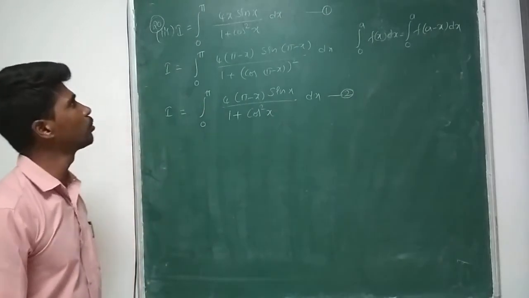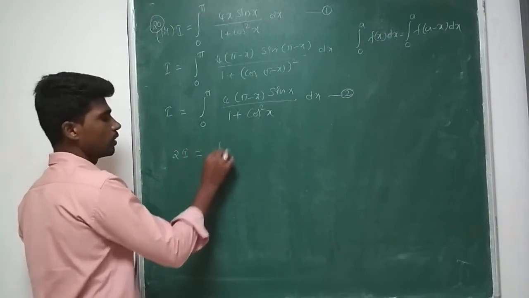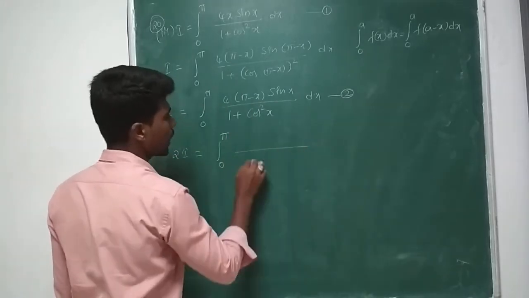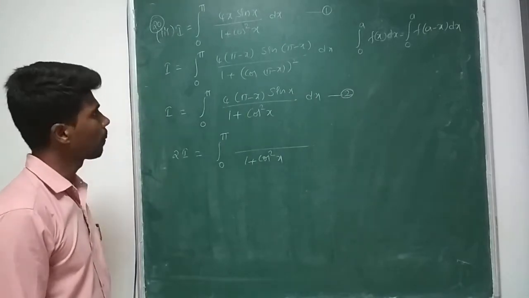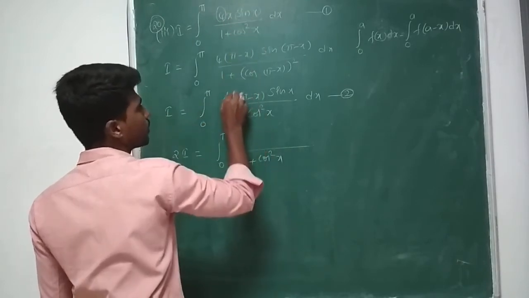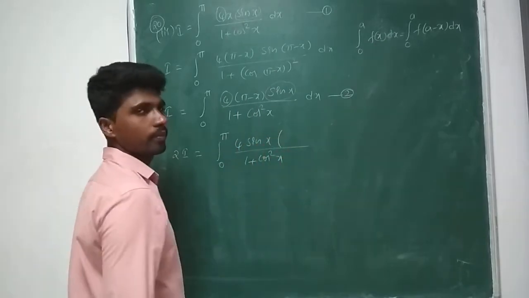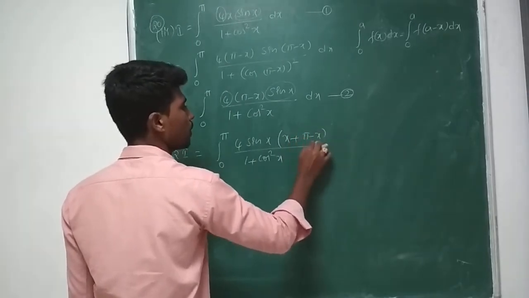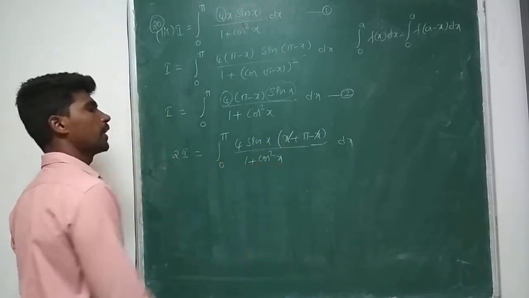Equation 1 plus equation 2: I plus I, 2I is equal to integral 0 to pi. The denominator is the same, 1 plus cos square x. Going to the numerator, in the first one I have 4 into sin x, in the second one also 4 into sin x. So I can take 4 into sin x common. In the first one the leftover is x, in the second one the leftover is pi minus x. So minus x plus x gets cancelled. We got 4 pi into sin x.